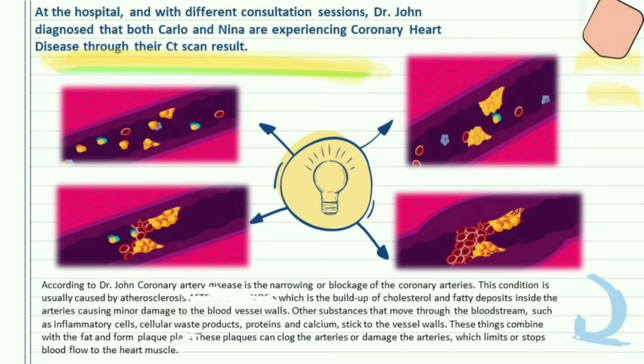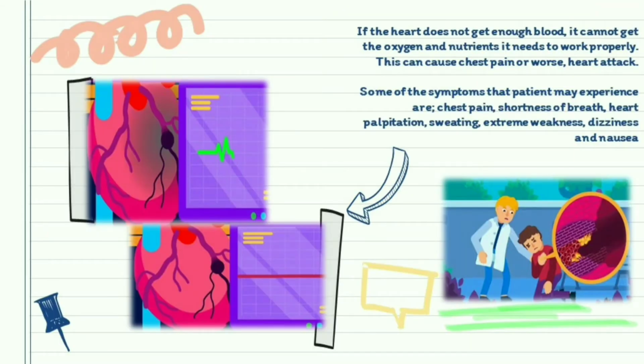This plaque can clog the arteries or damage the artery, which limits or stops blood flow to the heart muscle. If the heart does not get enough blood, it cannot get the oxygen and nutrients it needs to work properly. This can cause chest pain or worse, heart attack.